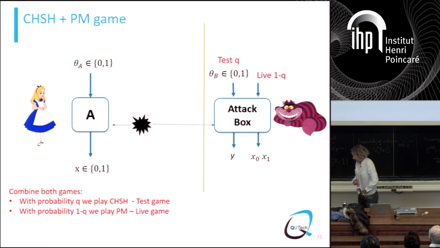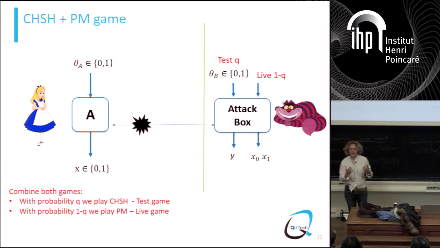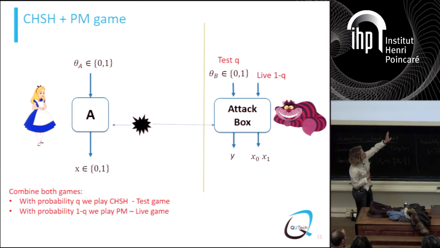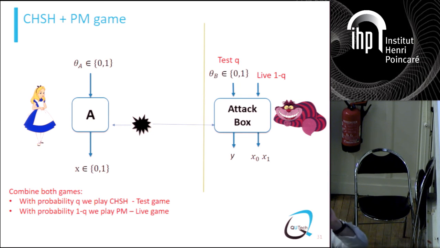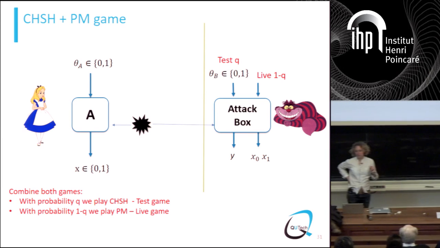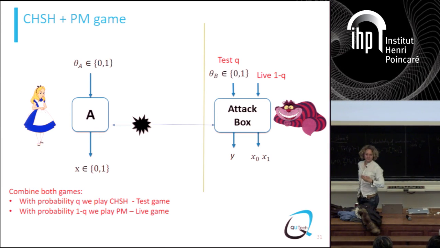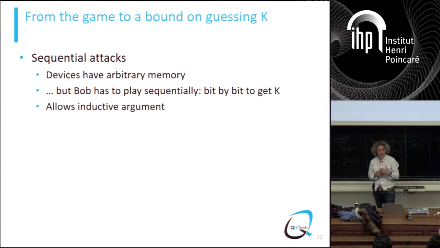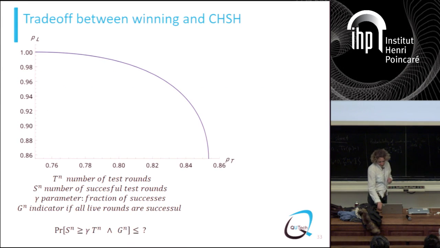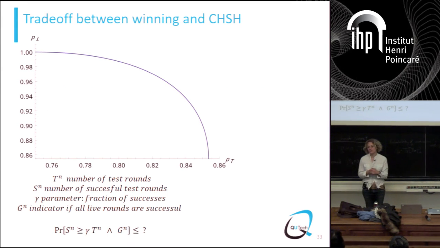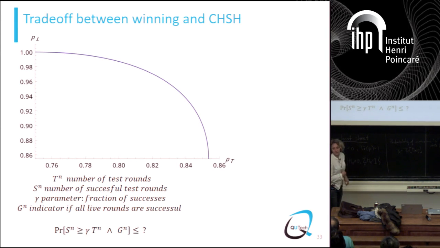So of course, you can now think that what we're actually doing here is combining these two games. Okay? So you can think that what we're really playing is a game that just has two players. And we're going to choose randomly whether we challenge them to play the CHSH game or whether we play this post-measurement game. And now one can show that if we play this sequentially, and in effect devices have arbitrary memory, but everybody nicely uses them sequentially, there's a relatively easy inductive argument to bound this success probability. How this argument works is to observe that for any quantum state that Alice and Bob may have and any quantum measurements, there's a trade-off between the probability that they win the test game and the probability that they win the live game.